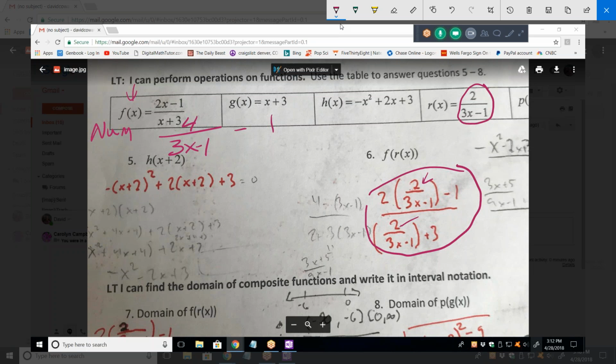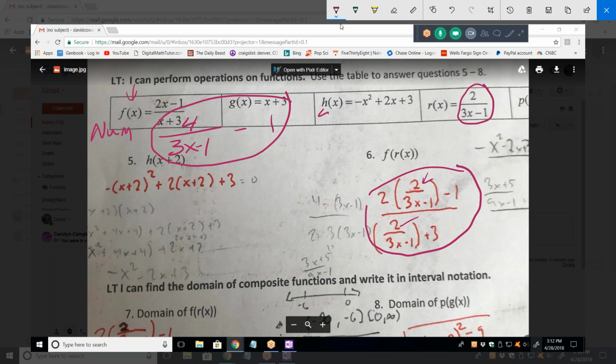Whenever you have problems like this, work with your numerator first and then work with your denominator second. Do everything you need to do with your numerator. Well, what can I do here? I'm not sure. How do I do 4 over 3x minus 1 and then minus a 1? How do you subtract fractions? Well, don't you have to get the common denominator? Exactly. What is it here? The 3x minus 1.